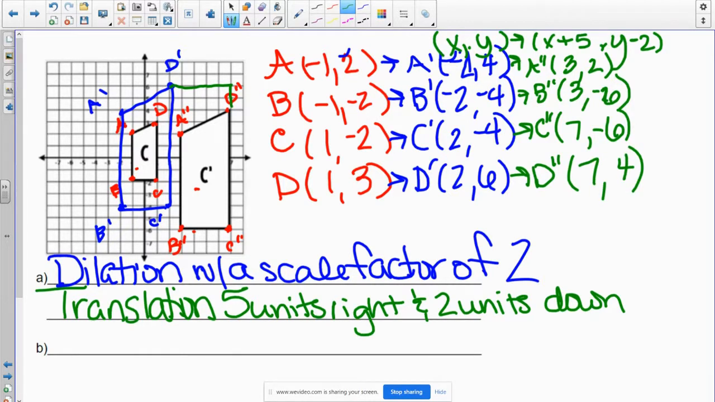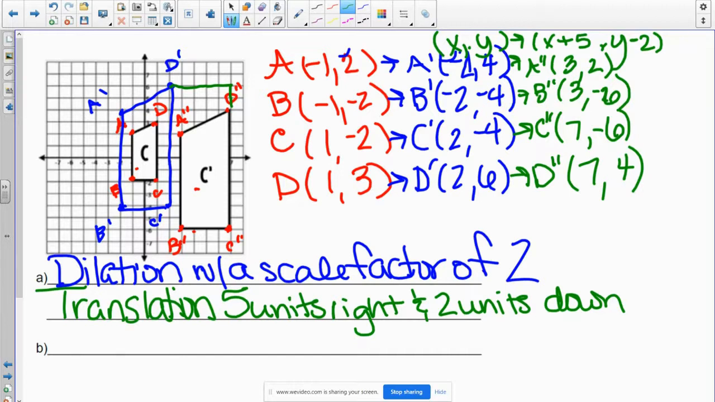So our last step is just to check that's where they're at. So A double prime is 1, 2, 3, 1, 2. Perfect. B double prime's at 3, 1, 2, 3, 4, 5, 6. Perfect. C is at, I can see it says 7 there, and then 1, 2, 3, 4, 5, 6. Perfect. And then 7, 4, 1, 2, 3, 4. So we have identified our 2 movements, which is a dilation of a scale factor of 2, translation of 5 units to the right and 2 down.